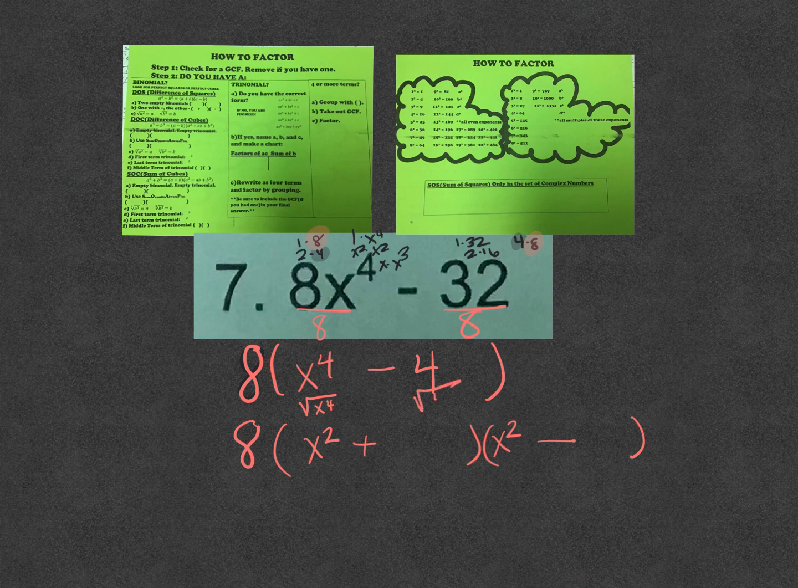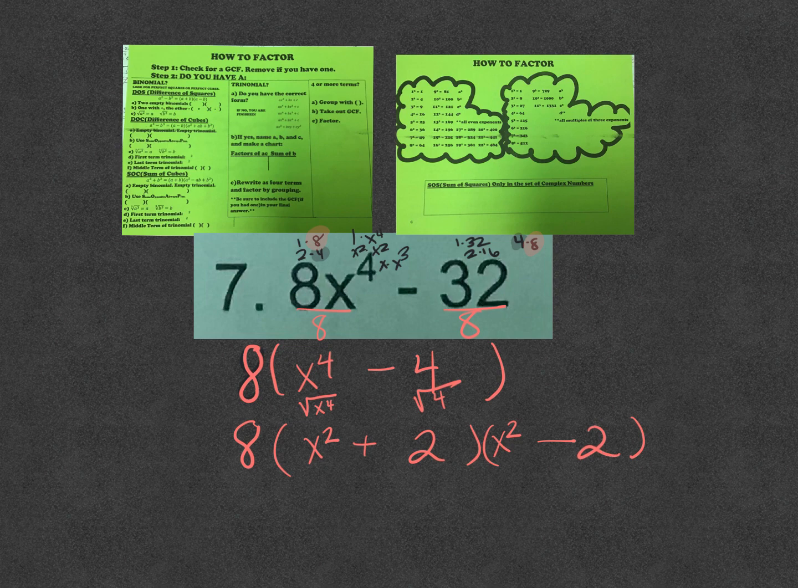And then take the square root of the second term. Ignore this subtraction sign. This subtraction sign is here solely to let me know that I have a difference of squares. So I ignore that subtraction sign. I take the square root of this term and the square root of this term without the subtraction sign. And the square root of 4 is 2.